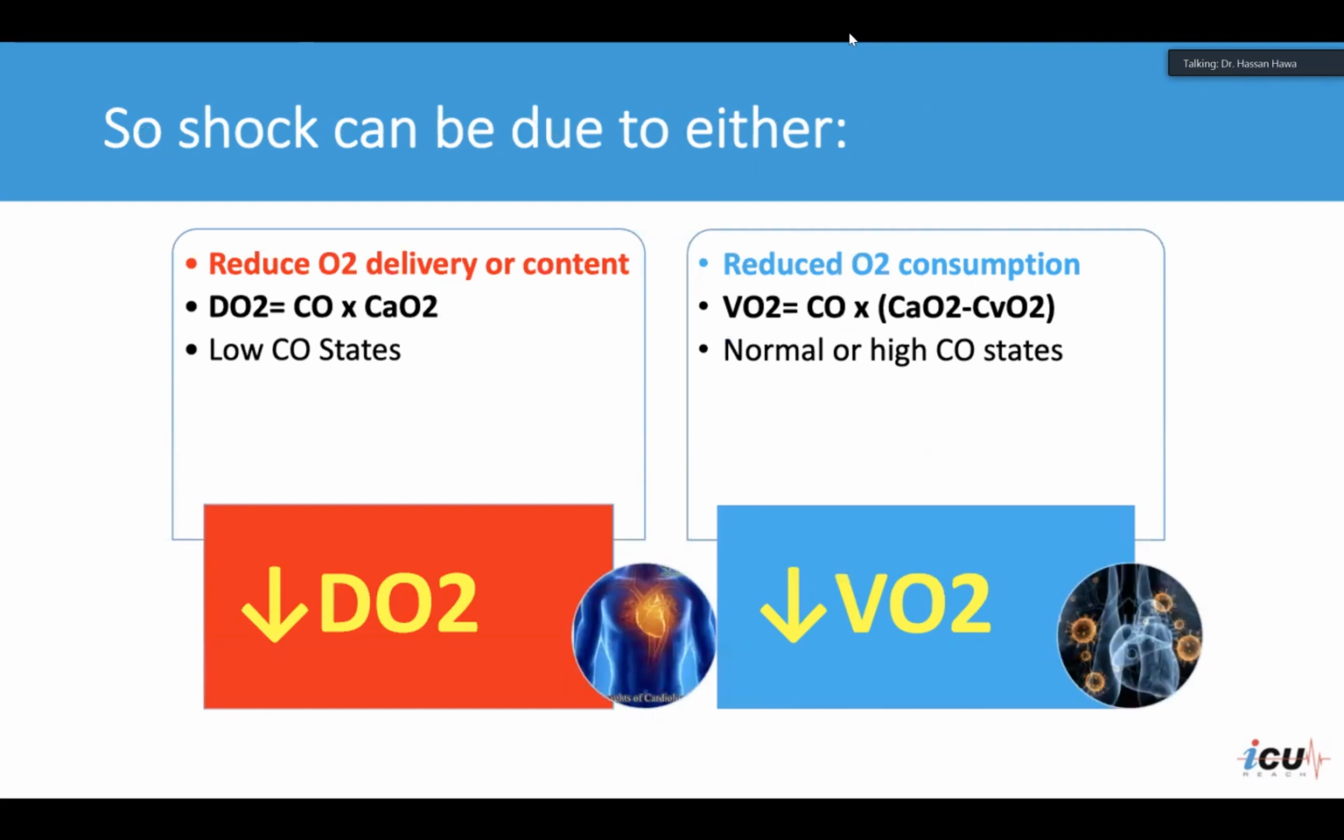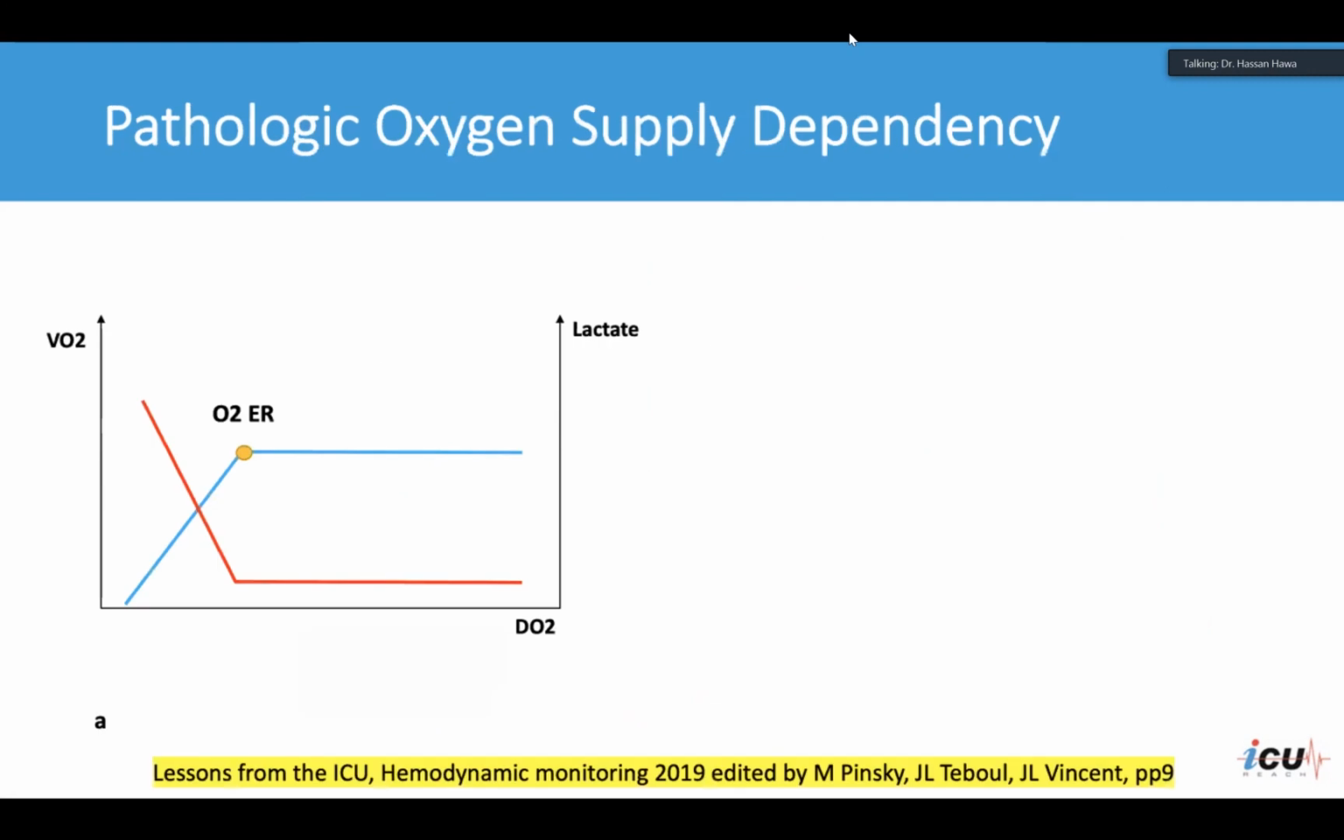So the shock can be due to either reduced oxygen delivery or content, and usually these patients have low cardiac output states, or it can be due to reduced oxygen consumption. And in this situation, your patient might have normal or even high cardiac output, as we see sometimes with septic shock patients. Now, this is just an illustration of the relation between oxygen delivery and oxygen consumption.